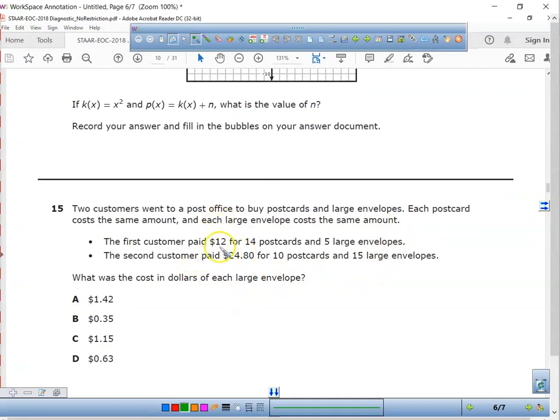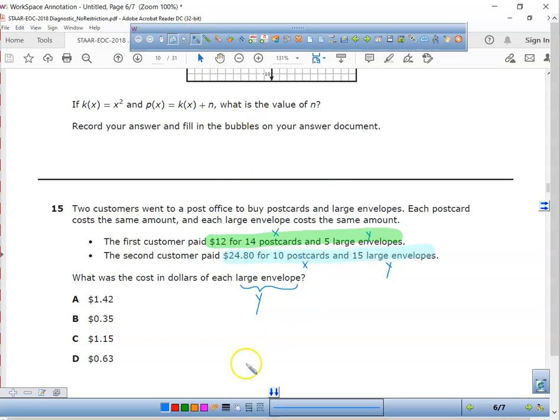All right, guys. It says the first customer paid $12 for 14 postcards and 5 large envelopes. So what I want you guys to do is make the postcards X and the envelopes Y. Could you guys write that right there? It says, what was the cost in dollars for each large envelope? So which letter are we going to be looking for in our problem? The Y. There we go. So here's what we're going to do. I'm going to highlight these two equations, and you guys are going to get your calculators, and we'll show you how to do this. Okay?